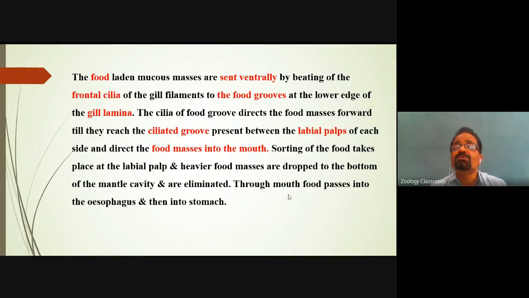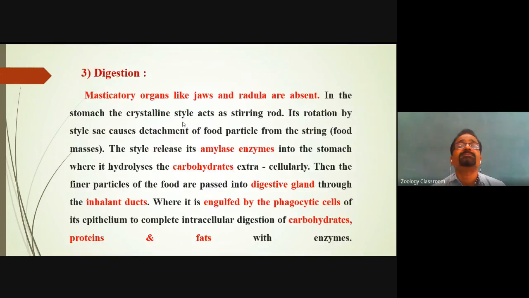Through mouth, food passes into the esophagus and then into the stomach. Okay. आता process of digestion. Masticatory organs, मगाशी सांगितल्याप्रमाणे, jaws and radula are absent. No need to masticate because only fine food particles are allowed to enter into the stomach. In the stomach, आता now the role of the style sac.